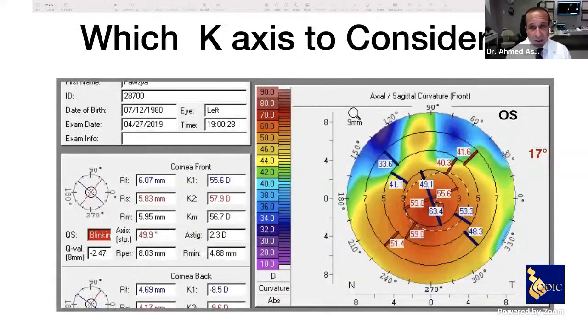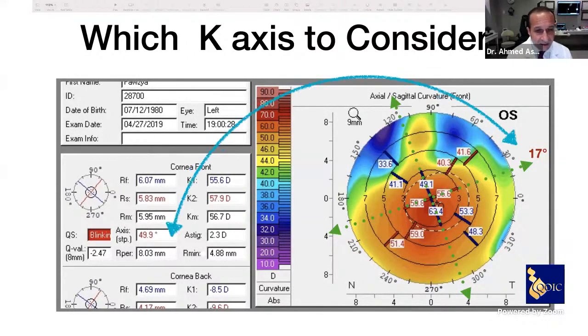Which axis should we consider in cases of toric IOLs? We should consider the axis of astigmatism in the central pupillary zone, not the sim K. You can see there is a great difference from the sim K on the Pentacam, and we can manually see here that the axis of astigmatism in the central pupillary zone is quite different. So we have to take this into consideration and use the axis of the astigmatism in the central pupillary zone, not the sim K from the topography.